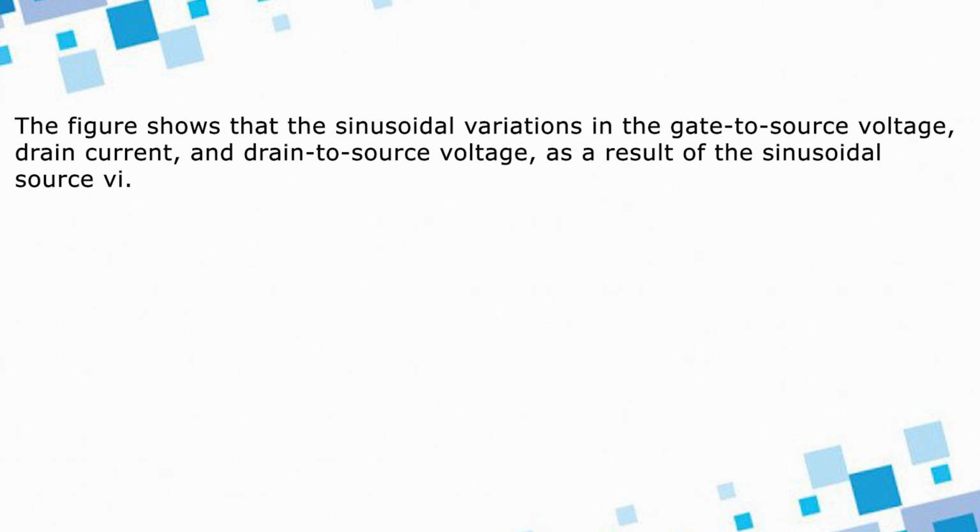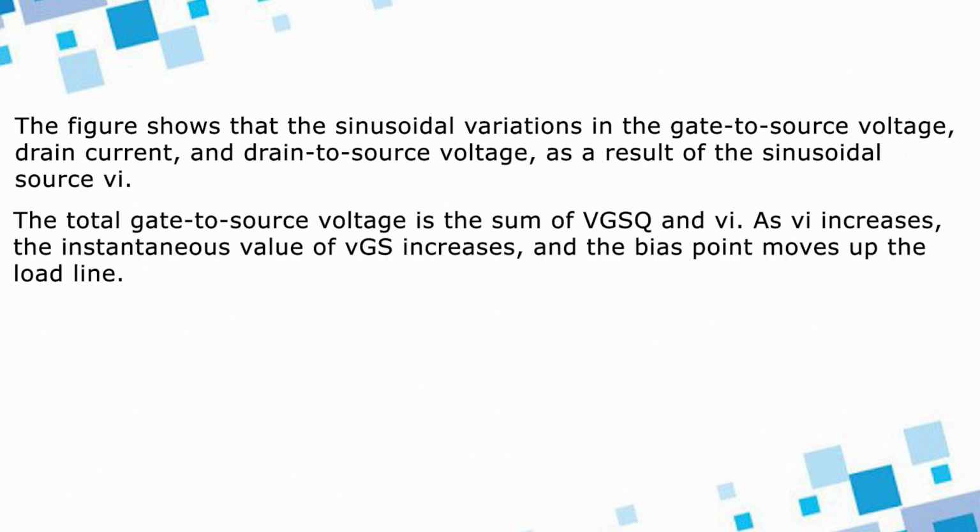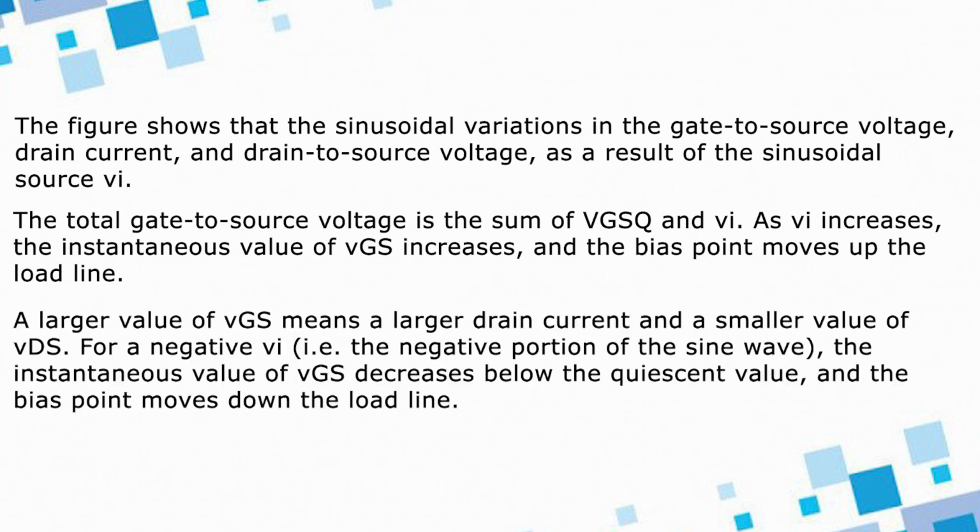The figure shows the sinusoidal variation in the gate to source voltage, drain current and drain to source voltage as a result of the sinusoidal source Vi. The total gate to source voltage is the sum of VGSQ and Vi. As Vi increases, the instantaneous value of VGS increases and the biasing point moves up the load line. A larger value of VGS means a larger drain current and a smaller value of VDS.